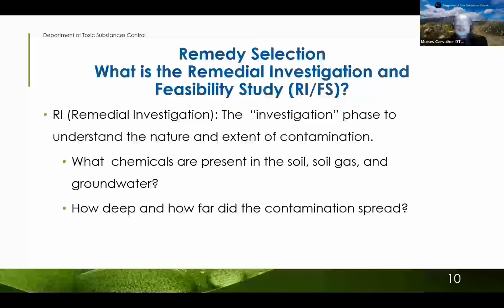The third part of the cleanup process, remedy selection, includes the remedial investigation and feasibility study, which is a two-part process we use to address contaminated sites. The first part, the remedial investigation, is like a medical exam for the site, similar to going to the doctor to find out what caused your illness. We want to answer questions like, what exactly was left behind in the soil and the water? How deep and how far has the contamination spread? For the remedial investigation, we analyze the information gathered from the soil, groundwater, and soil gas samples.